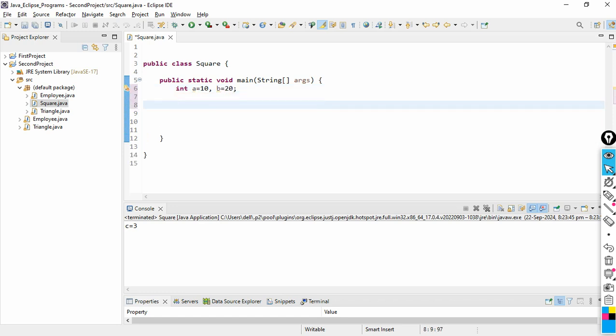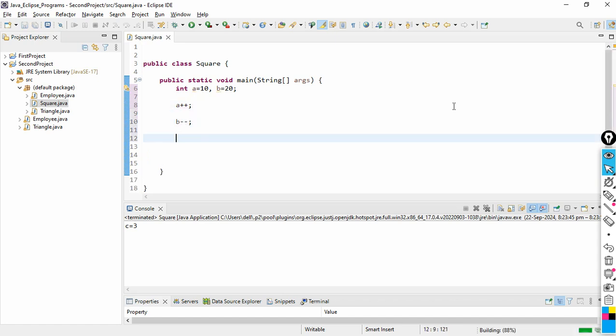So what I am going to do is write a++ and b--. On a single variable we can use this plus plus and minus minus operator. Then what is the value of a? And what's the value of b? This is what happens with it.